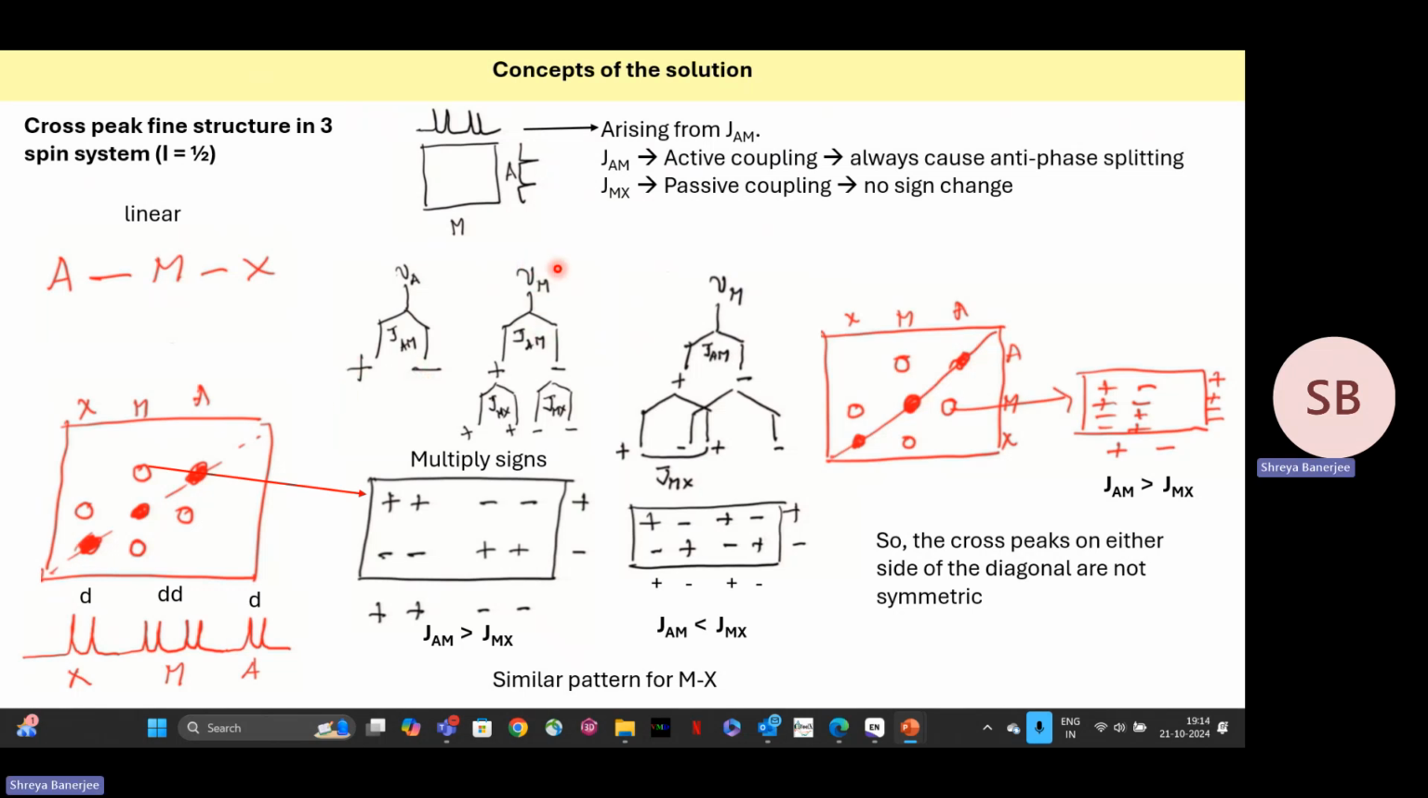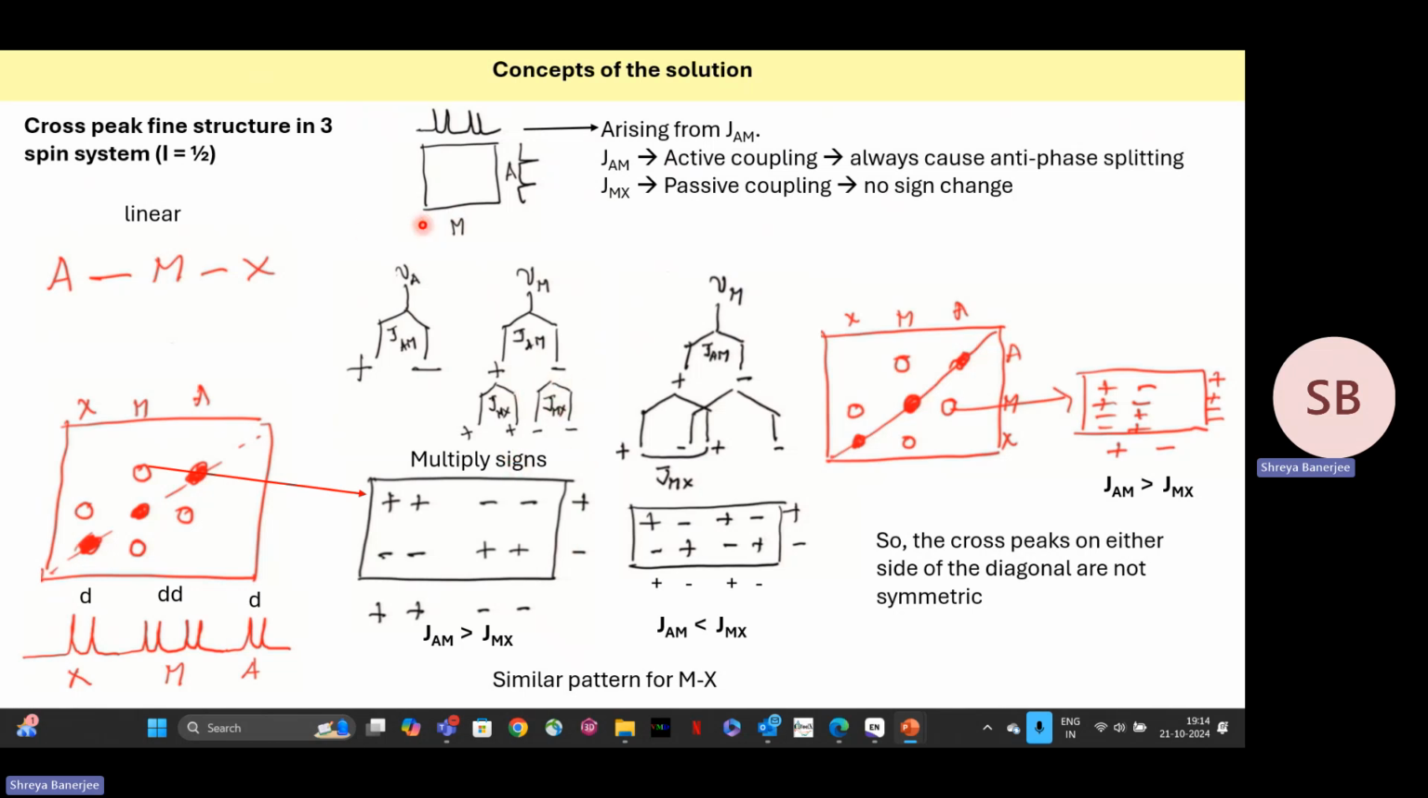A will couple with M, but A cannot couple with X. It is too far. We only consider adjacent couplings because this is COSY. But M can couple with both A and X. So M will first couple with A, and because AM is the active coupling, it will split into plus minus. Then M will couple with X. MX is the passive coupling, so there is no sign change. Plus will split into plus plus, minus will split into minus minus.